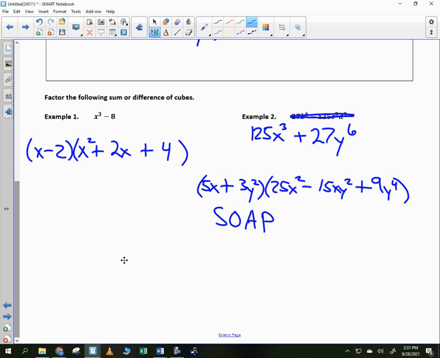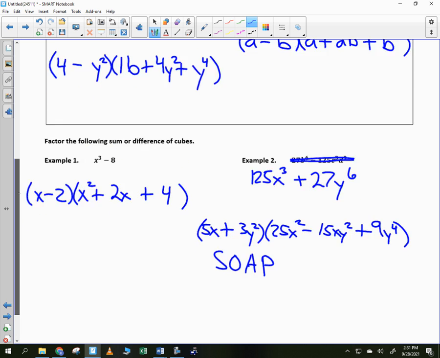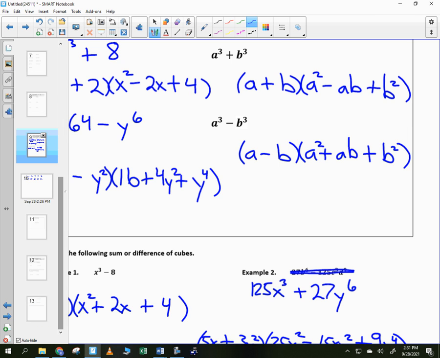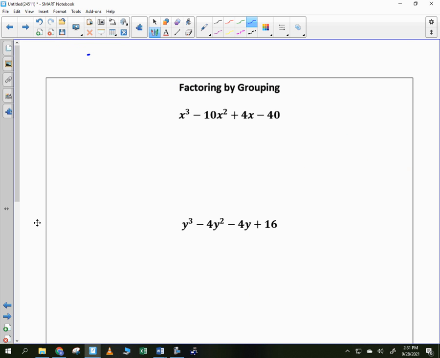Not too bad, huh? Sum and difference of cubes is one that a lot of people struggle with because the formula looks big. But once you have some practice, it hopefully isn't too bad. Flip it over. It's our last part, factor by grouping. When we start factoring, we always look for a common factor.